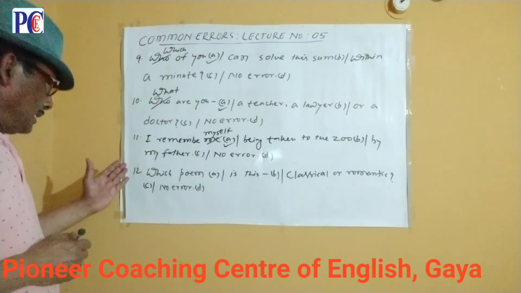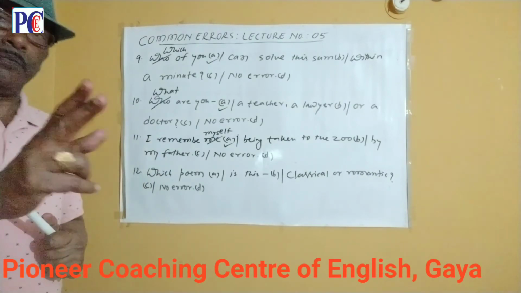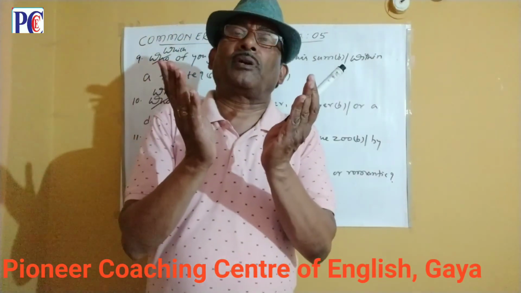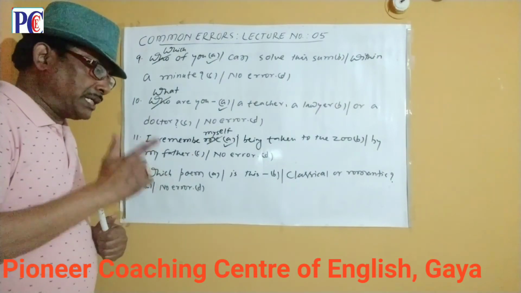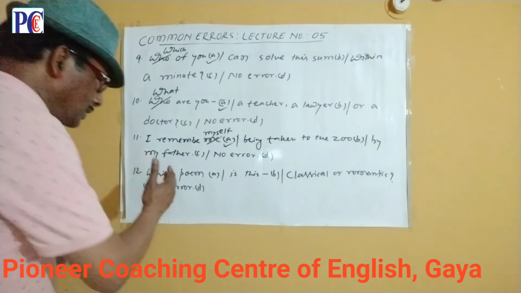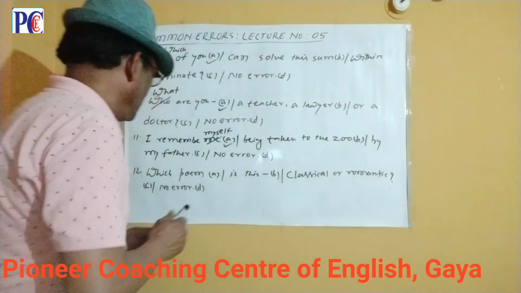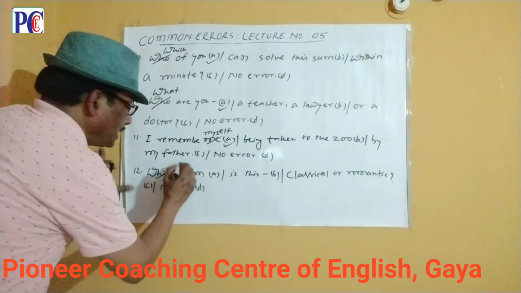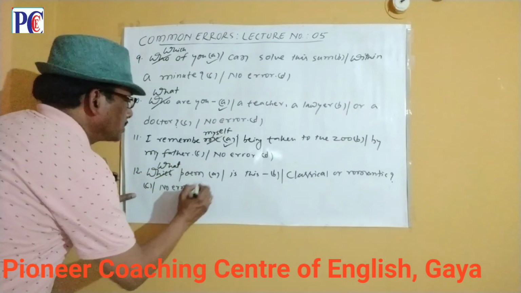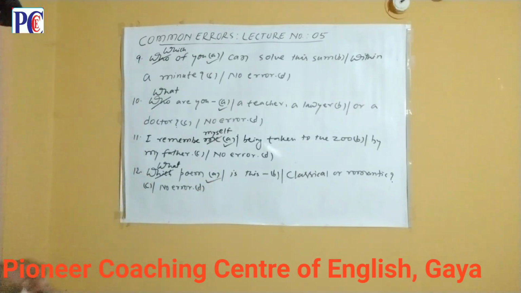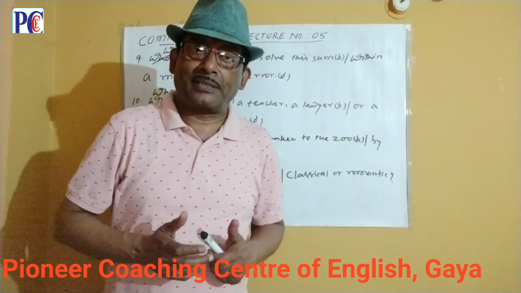Sentence number 12, which poem is this, classical or romantic? Remember, whenever the question is about kind or type, we always use the question word what as an interrogative adjective. Here it is being asked what kind of poem it is, classical or romantic. So this question word, the interrogative adjective which, is not correct; it must be replaced by what. So the error lies in A. And the correct sentence is: what poem is this, classical or romantic? Thank you.